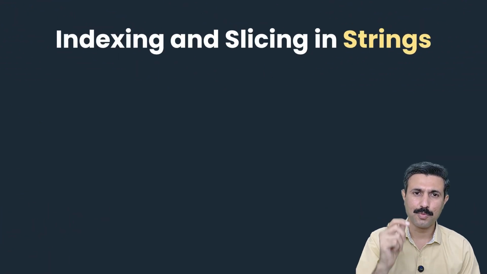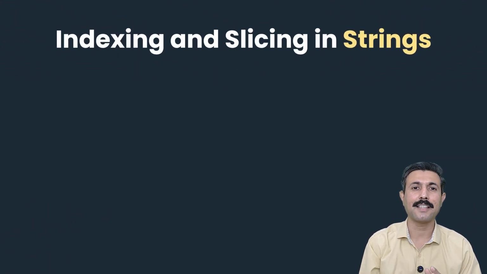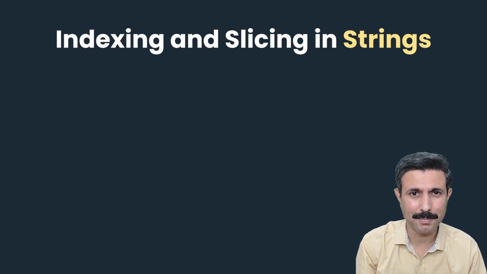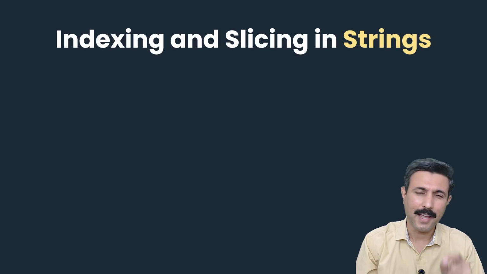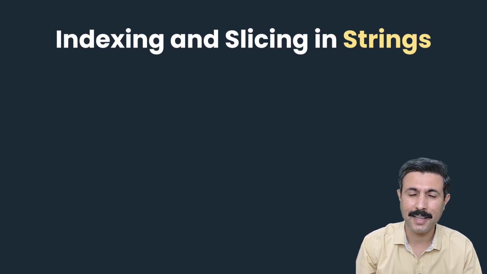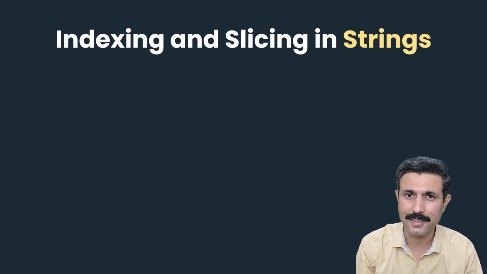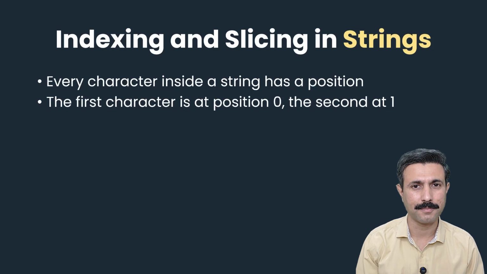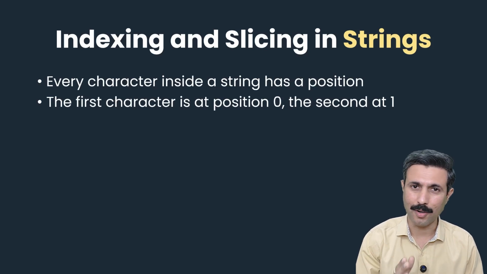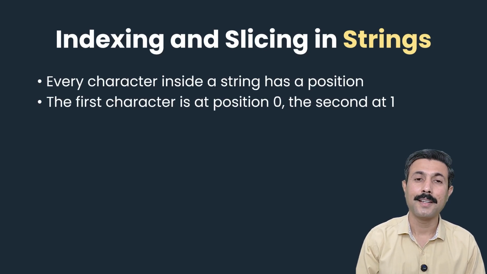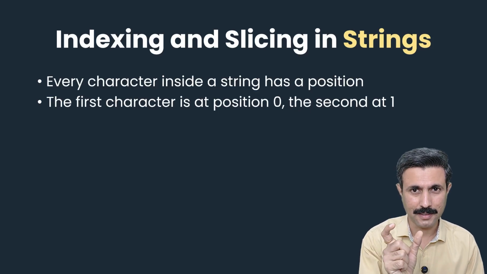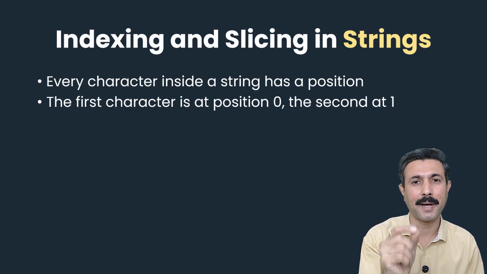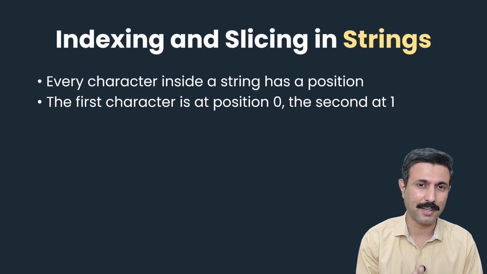Okay, so now let's move to the next segment, and that is exploring indexing and slicing in strings. Now this is a very fun part of Python. You know what? Every character inside the string has its position or index. Let's say the first character is at position number 0 and the second character is at position number 1. Negative indexing also works. So the last character of our string, you can number it as -1 if you want to go with negative indexing.